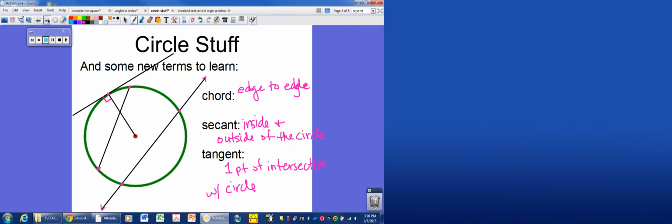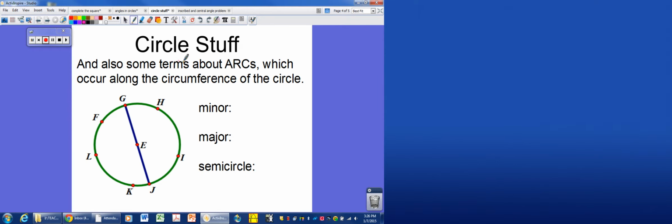Let's see, what else? Oh, some terms about arcs. Arcs are very important and they're pretty easy, but an arc is a measure along the outside, or along the circumference, of your circle. A minor arc is a little short one. A minor arc is less than 180 degrees.